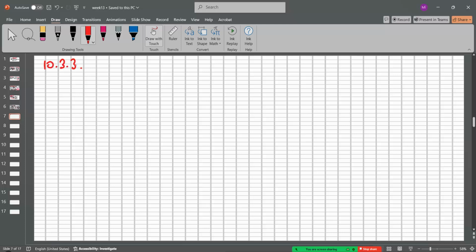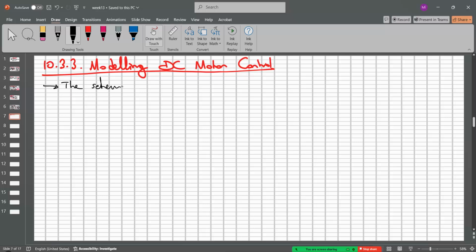10.3.3 Modeling DC motor control. Okay, first of all, we need to derive the model of the DC motor modeling. The model is given with this one.